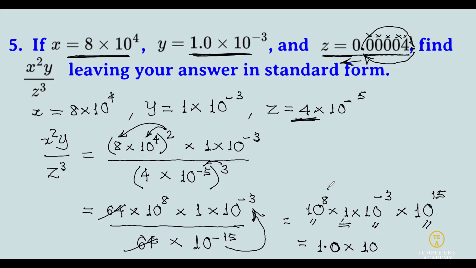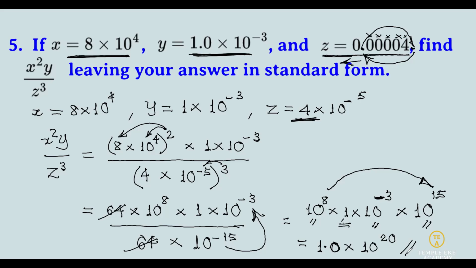Let's take the positives together. So we're going to add 8 to 15. 8 plus 15, that gives us 23. The 23 resulting minus 3. 23 minus 3 gives us 20. And this is actually in standard form, our final answer.